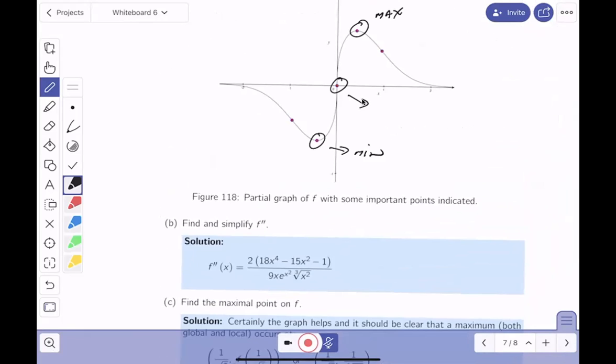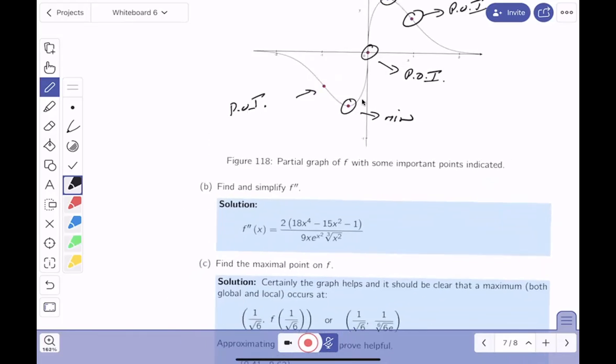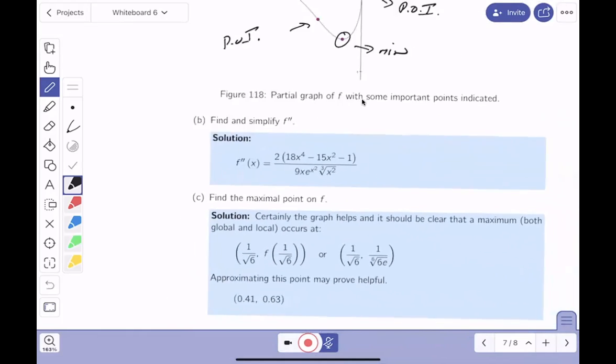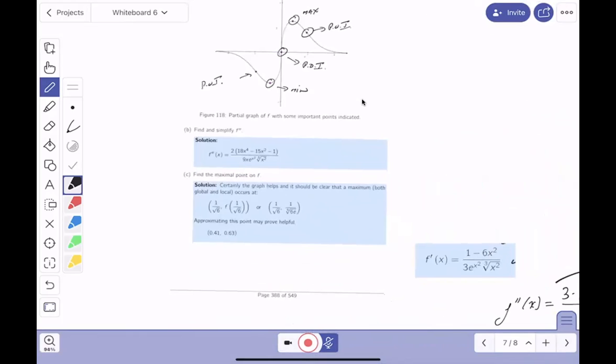This is a point of inflection. This is a point of inflection. And this is a point of inflection. Let's go for it. All right. And what am I going to go for first? I'm going to go for that derivative. Now, did I copy that derivative somewhere? I did. It's right over here. Sorry about that.